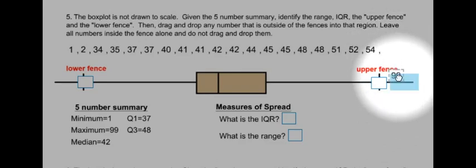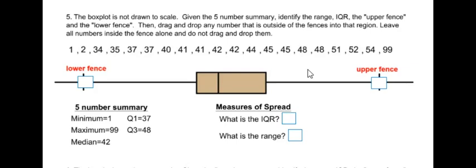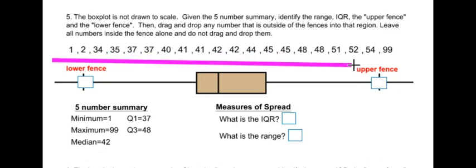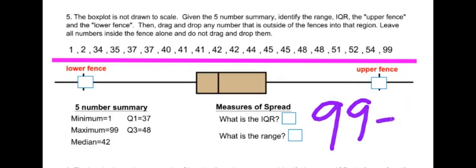If a large number is to the right of the fence, it is an outlier. If a small number is to the left of the fence, it's an outlier. Let's start by finding the two ranges. One is just the range, which is the distance from the smallest number to the largest number. We find that distance by subtracting the two values. 99 minus 1 is 98, so the range is 98.